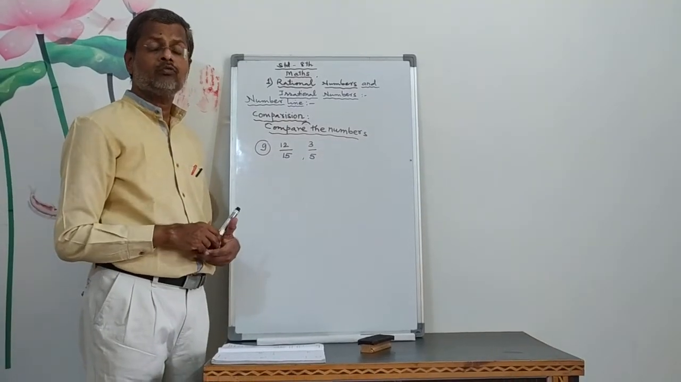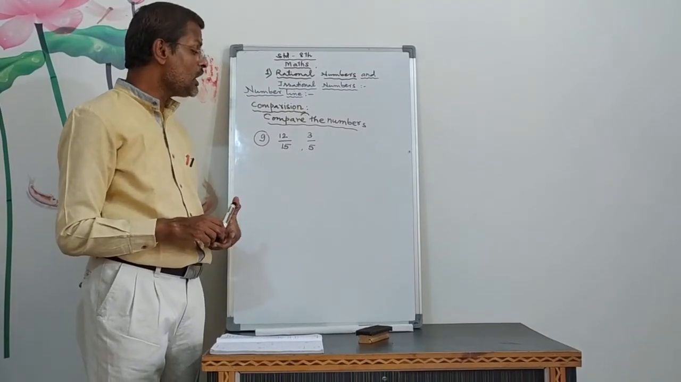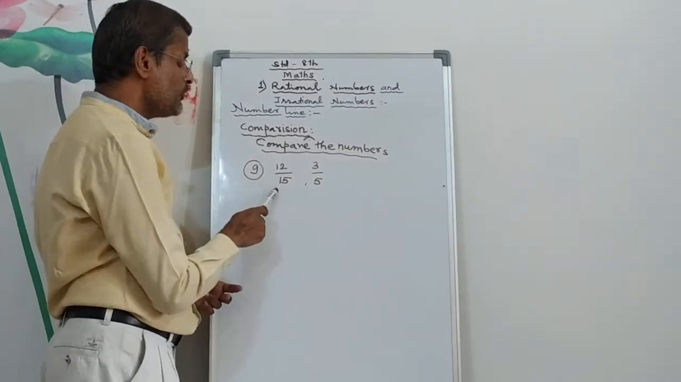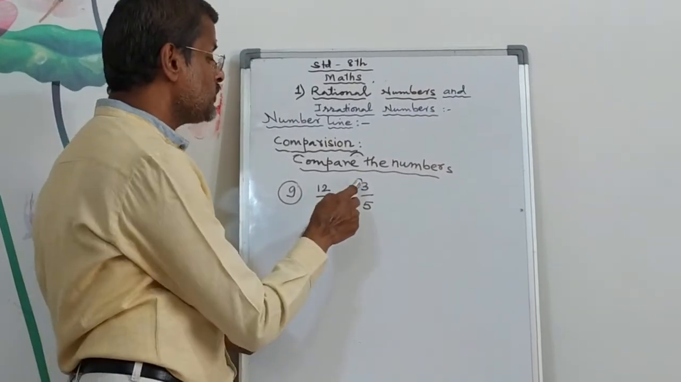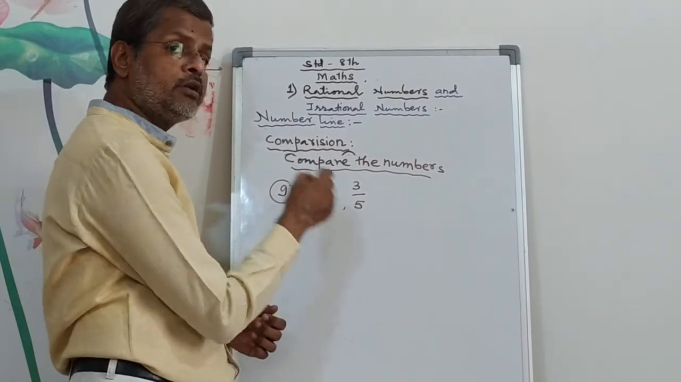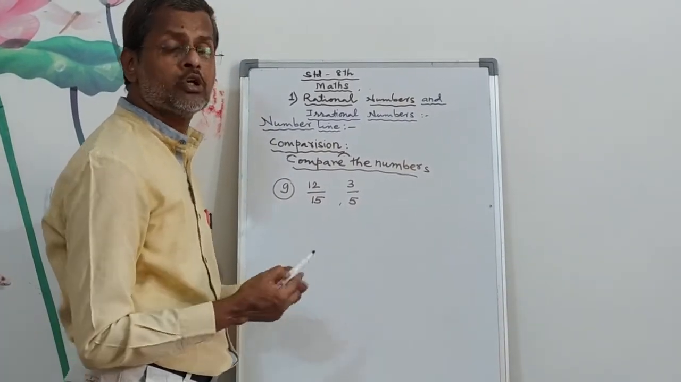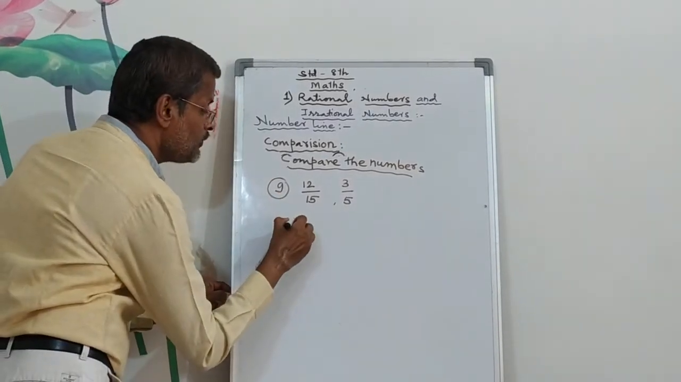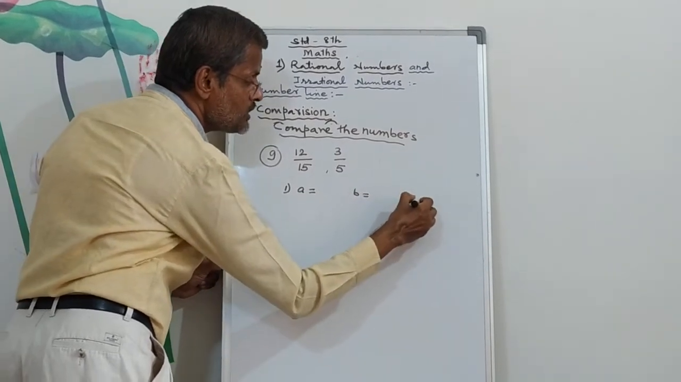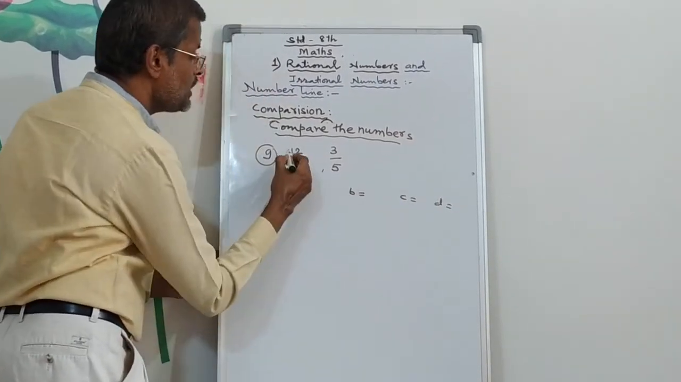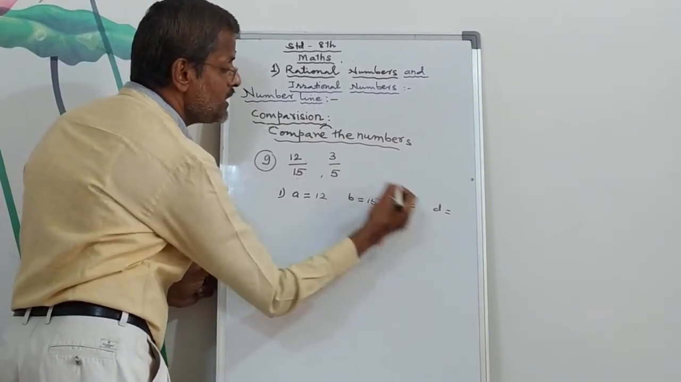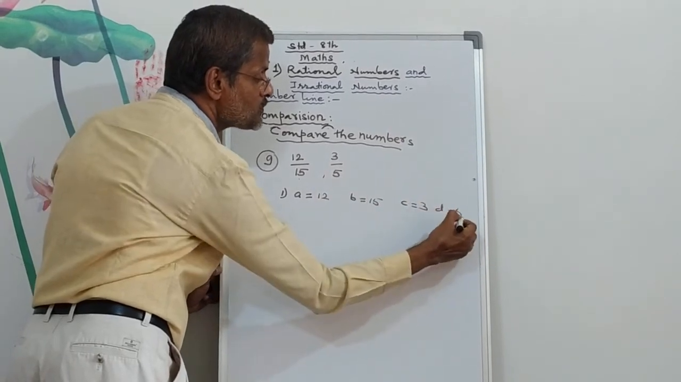Let us try one more example, example number 9 from your textbook. Here 12 upon 15 is the first rational number and 3 upon 5 is the other rational number, and we have to compare these two. For comparison, we'll first take A, B, C and D. A is 12, B is 15, C is 3, D is 5.